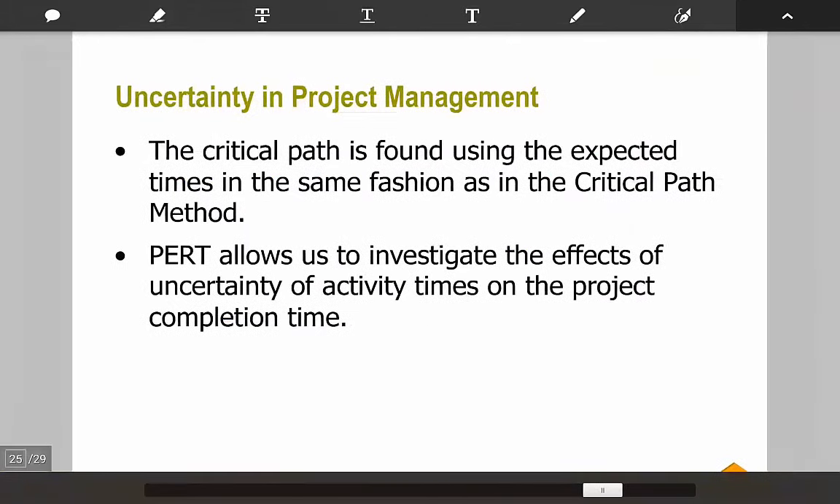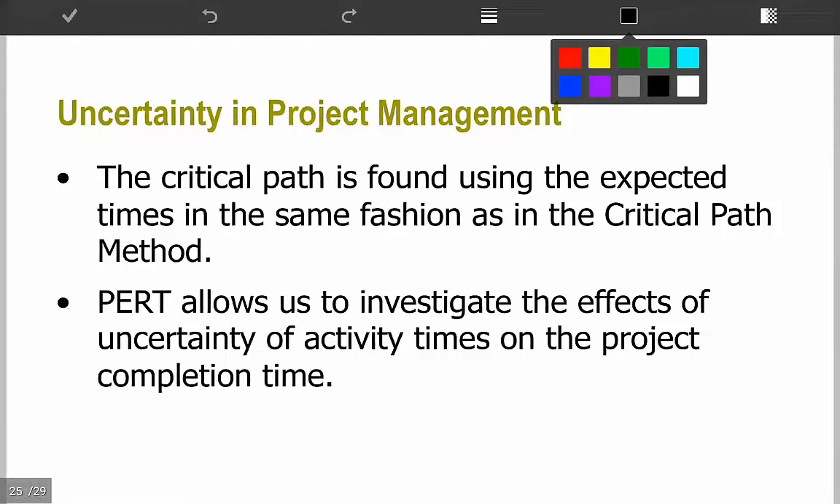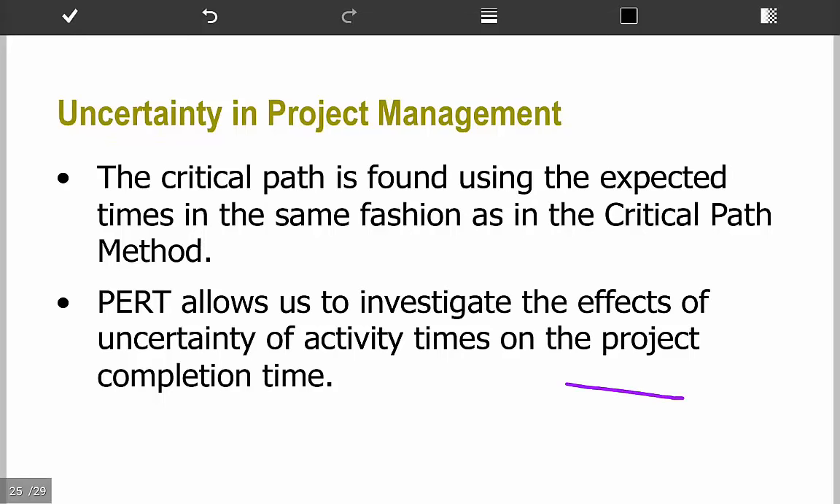After we have done that, after we have found the critical path, we do the forward pass and the backward pass and find the critical path. That's when the real use of PERT comes into play. Remember, PERT has that variance built into it, and variance is very closely related to standard deviation.